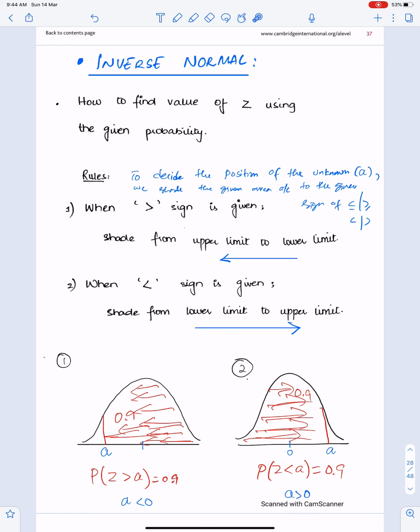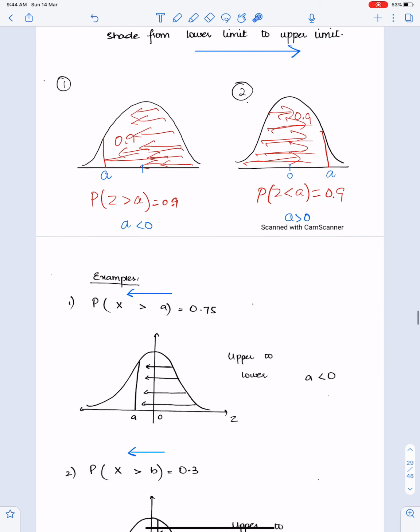I have mentioned this here. To decide the position of the unknown, we shade the given area according to the given sign of inequality. Since we have a greater sign, we shade from the upper tail towards the lower tail. Since we had a lesser sign here, we shade from the lower tail towards the upper tail. Examples.